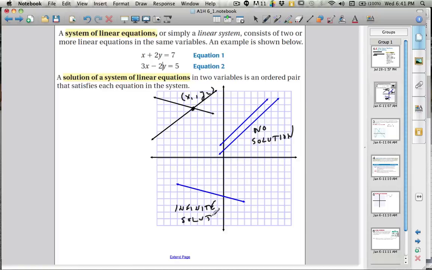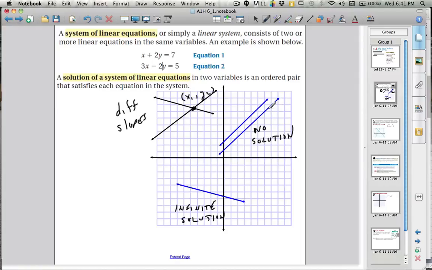Okay, so there are three different ways it can work out. If the lines intersect, and what that looks like is they have different slopes, they will intersect in a single point, and your solution will be the x and y coordinates of that point.